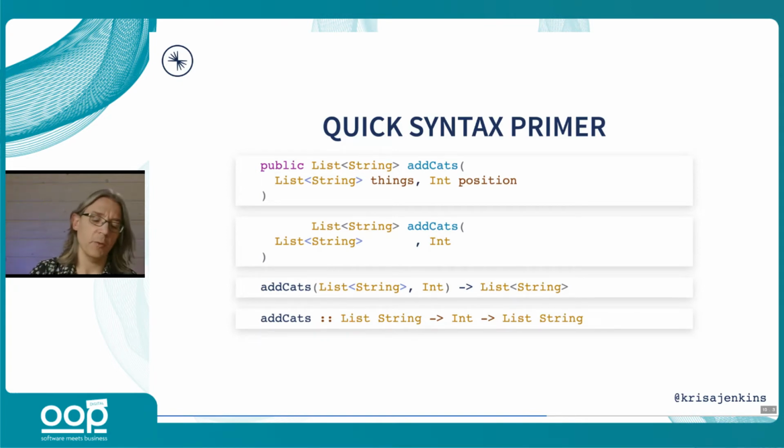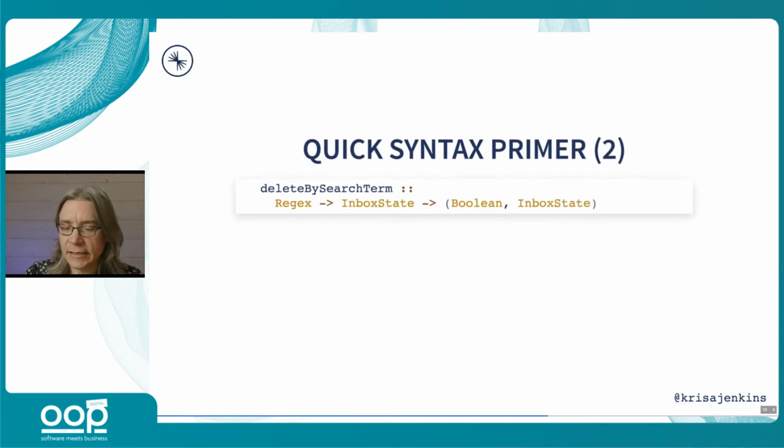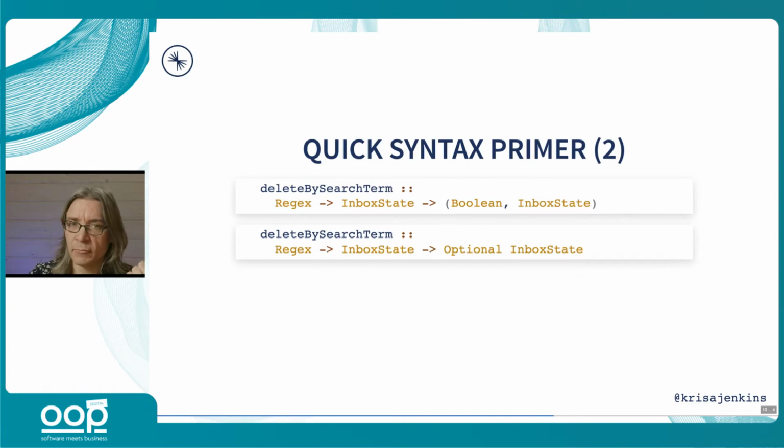With that knowledge, we can see a trick that Haskell pulls, which is interesting. This function, delete by search term, takes a regular expression, the inbox state, and returns a Boolean, did we change it, and the new inbox state. Actually, I wrote this code, and I thought we could easily refactor that. There's a better way to do this. Why not just return the inbox state if it's changed and return nothing if it hasn't?